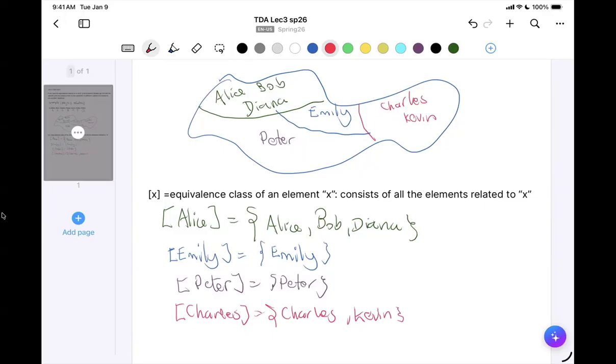Okay, so making sense, writing it down. And notice something subtle that's implicit in how I'm writing it, right? The equivalence class of Charles is also the same as the equivalence class of Kevin, right? Because they both are in the same set.